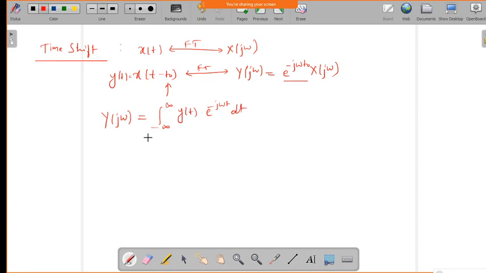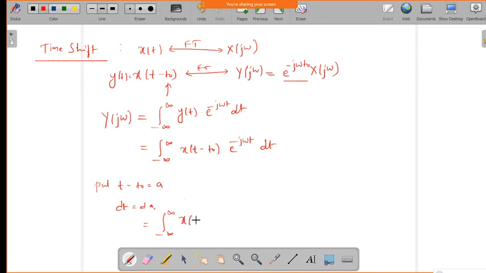So now substitute y of t, which is given by the integral from minus infinity to plus infinity of x of t minus t naught into e power minus j omega t into dt. Now put t minus t naught equal to a, so dt equals da. If t varies from minus infinity to plus infinity, a will also vary from minus infinity to plus infinity.